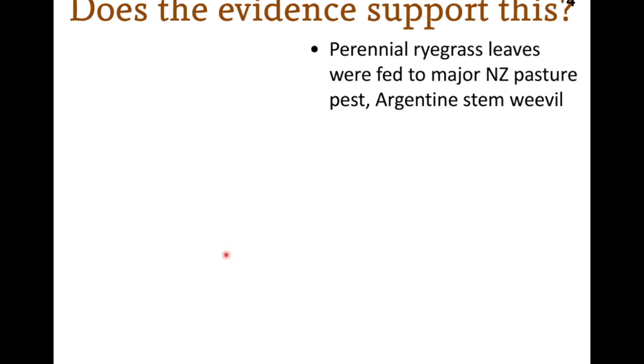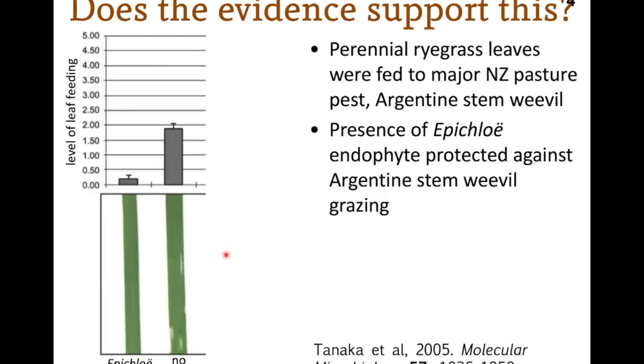They took ryegrass leaves where in some cases the ryegrass had endophyte present, and in some cases the endophyte was absent. They measured the level of leaf feeding, which is shown on the graph over here. They also took photos of the actual leaves, and you can see the feeding is these white patches appearing here. What you can see is that when the endophyte is present, there are much lower levels of leaf feeding compared to when the endophyte is absent.